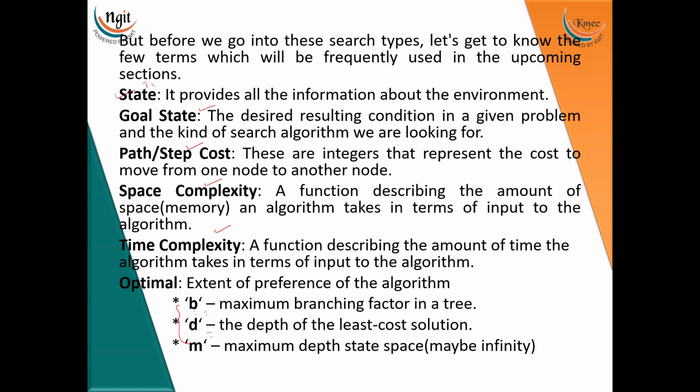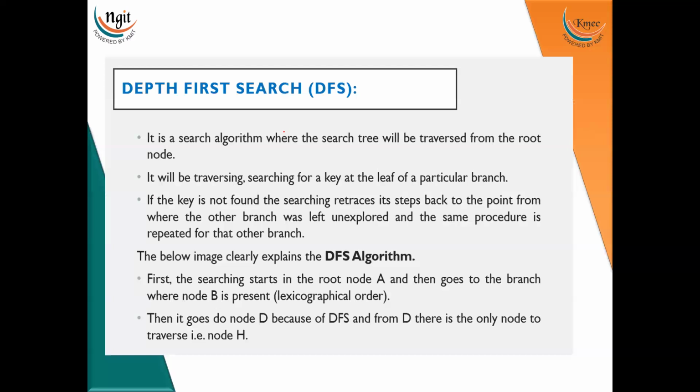These are used when we find the time complexity or space complexity of a particular algorithm. The first and most important algorithm is the depth first search algorithm. It is a search algorithm where the search tree is traversed from the root node, searching for a key at the leaf of a particular branch. If the key is not found, the search retraces its steps back to the point where the other branch was left unexplored, and the same procedure is repeated for the other branch.